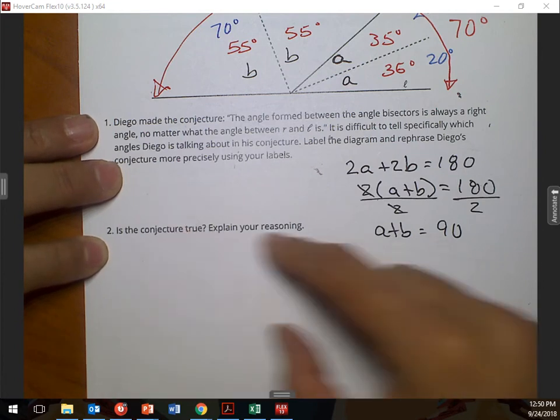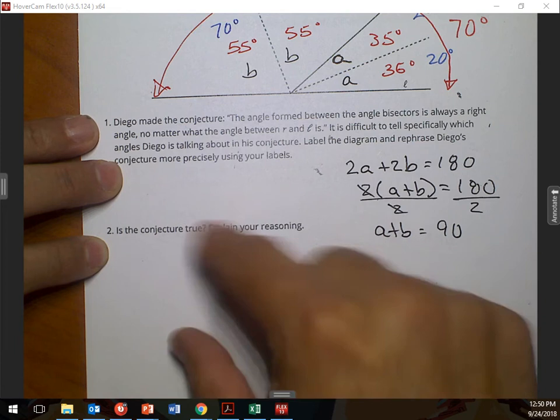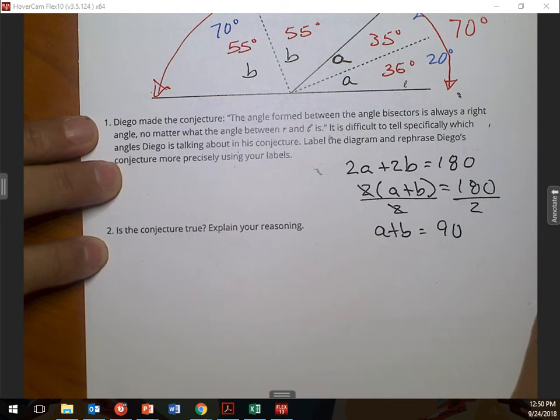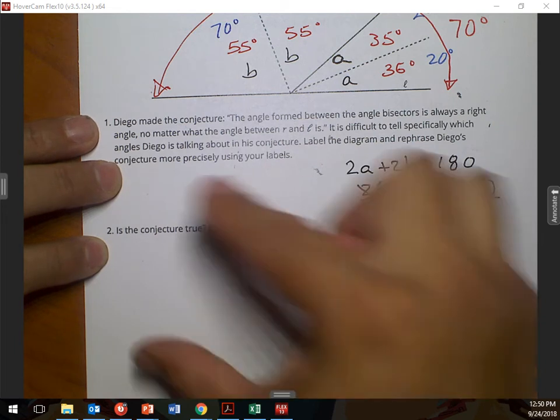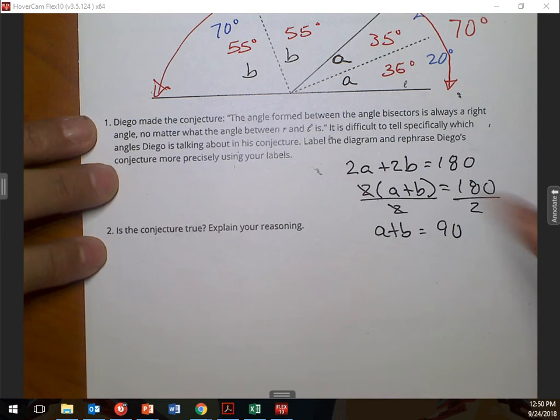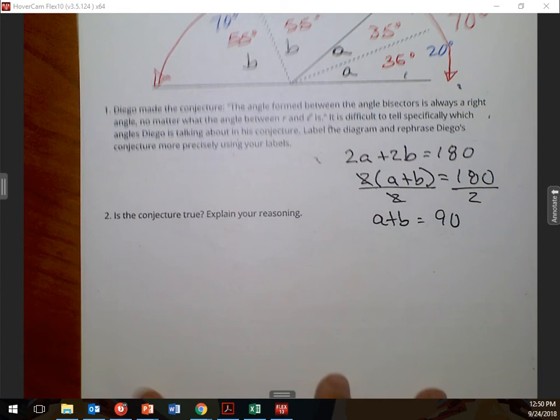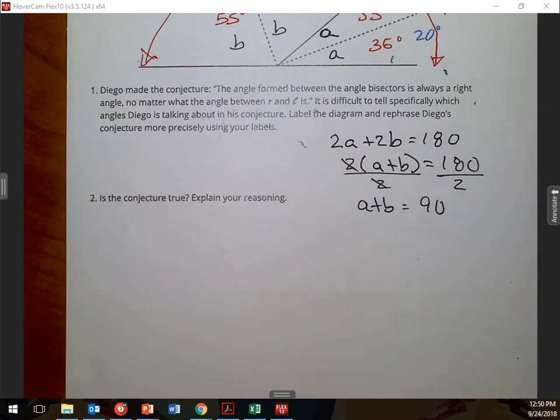Give me at least 2 or 3 sentences right here. Not even a whole paragraph. 2 to 3 sentences. Capitals, punctuation, and spelling, too. Hey, I teach the math. I'm not going to grade it by English. Okay.